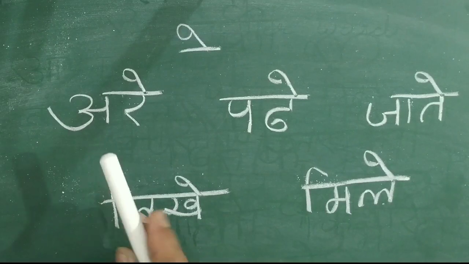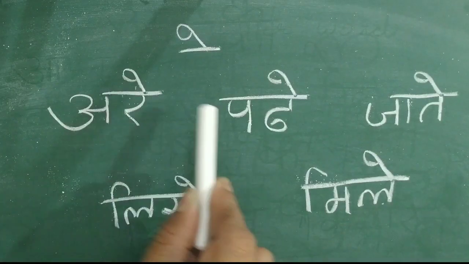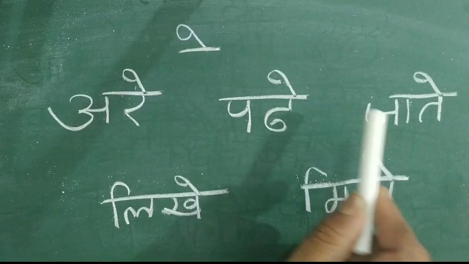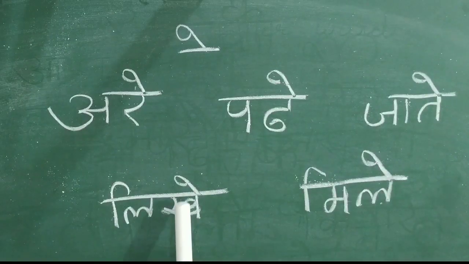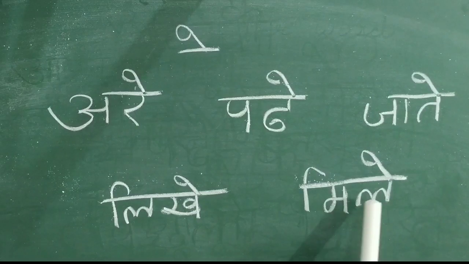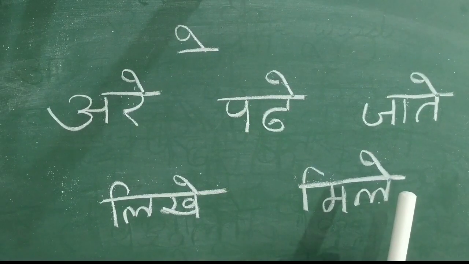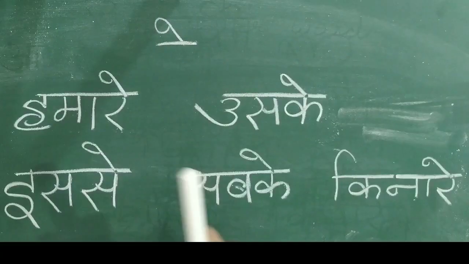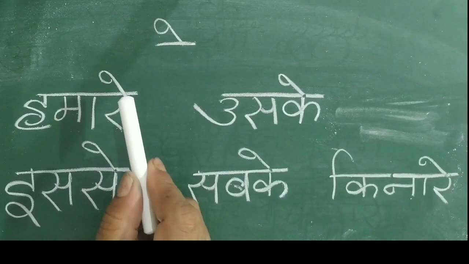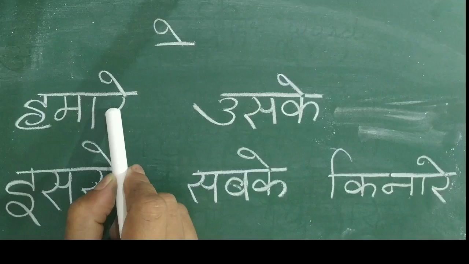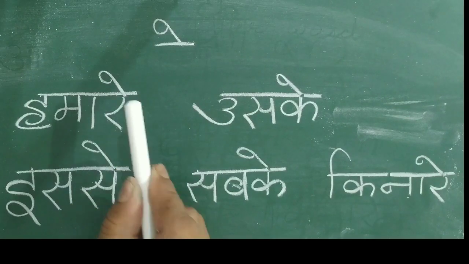Read loudly. Are, pade, jate, like, mile. Got it? Here you can see three letter words and the matra, the symbol is on the third letter. Read it.